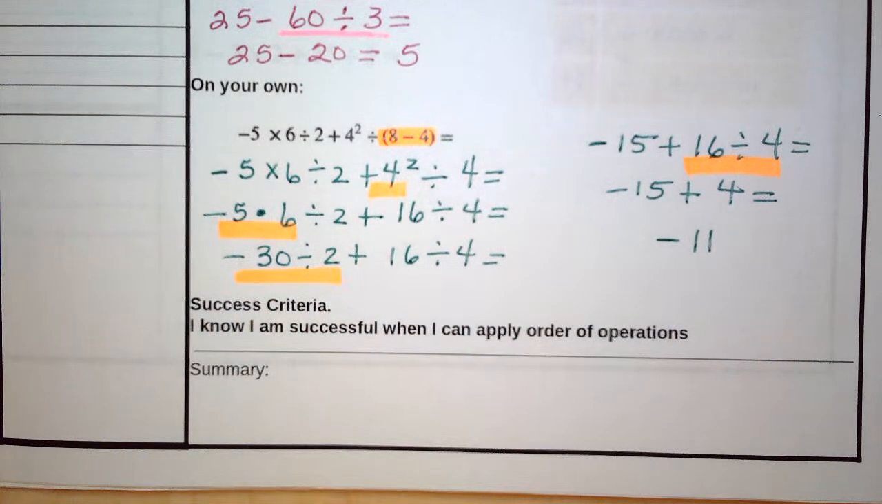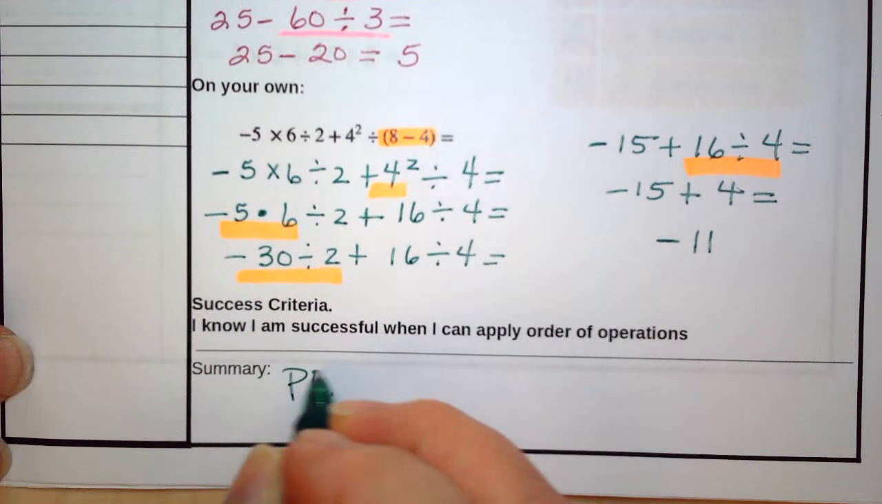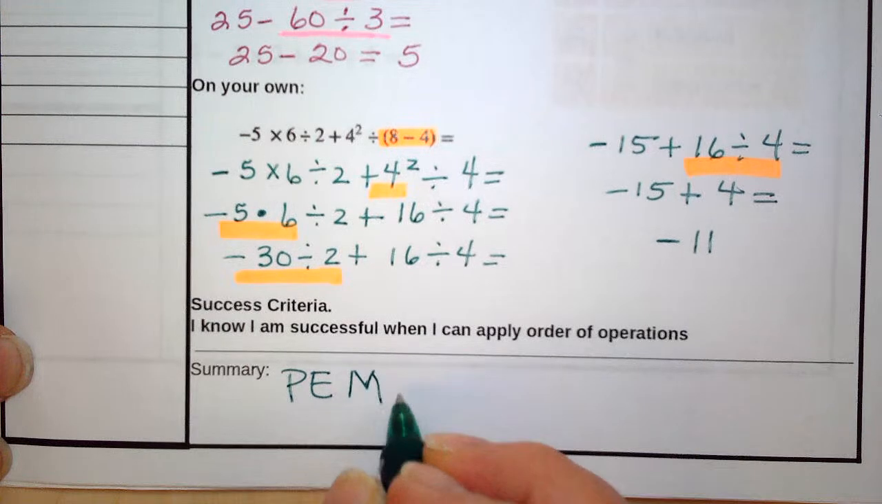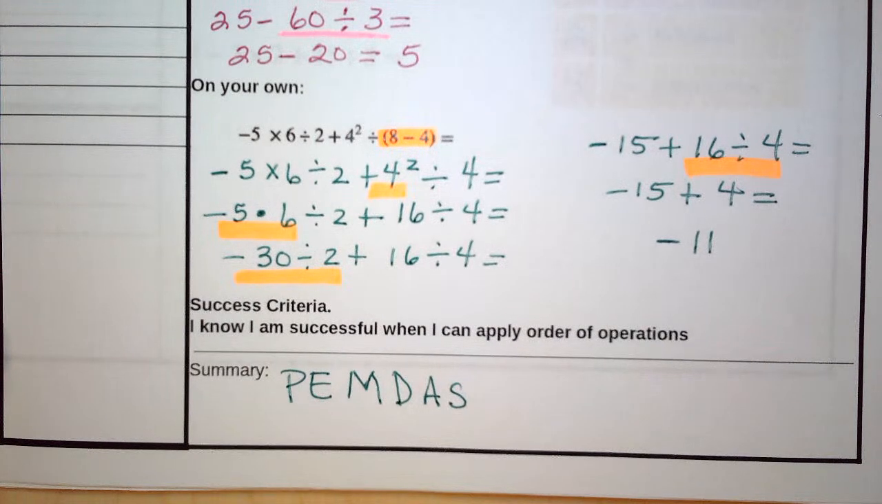Look at this that we've done together and identify your mistake. That will help you learn more and quicker than anything else. I know I'm successful when I can apply the order of operations. I'm just going to put PEMDAS down here. And now it's time to practice using it.